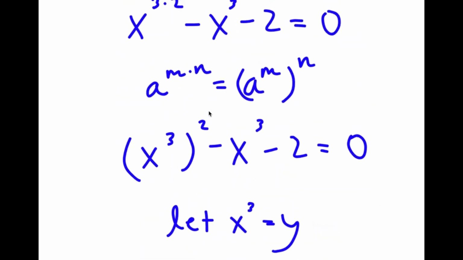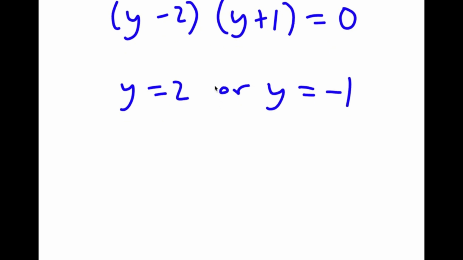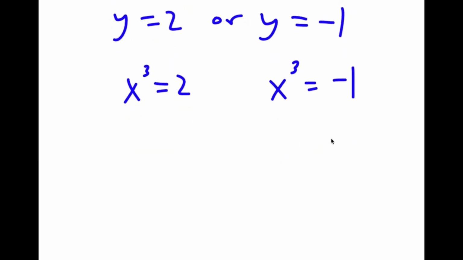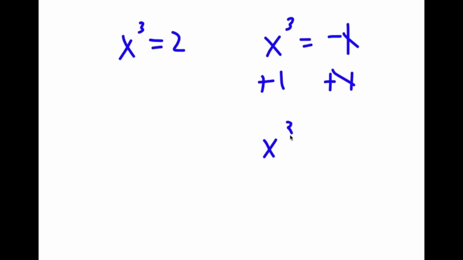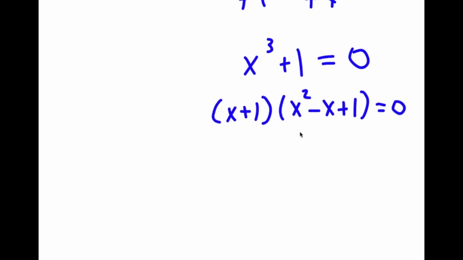Now remember how we set x to the power of 3 equal to y. So now I have x to the power of 3 is equal to 2, and I have x to the power of 3 is equal to negative 1. So first off, for x to the power of 3 is equal to negative 1, I'm actually going to start by adding 1 on both sides, so I have x to the power of 3 plus 1 is equal to 0. Now this is the same thing as x plus 1 times x squared minus x plus 1 is equal to 0. And this gives me two equations.